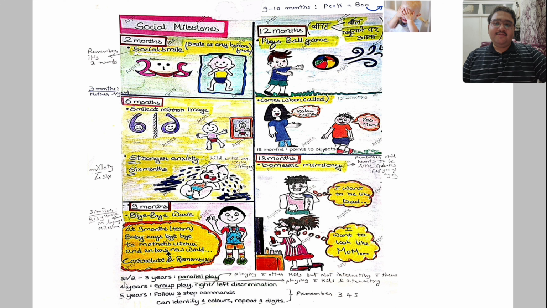Then at 2.5 to 3 years, parallel play, that is playing with other kids, but he is not interacting, he is just playing with himself. So at 3 years, parallel play. Then at 4 years, group play, that is he plays with other persons. And right to left discrimination, he can differentiate between right and left. Then at 5 years, he can follow 3-step commands and can identify 4 colors and repeat 4 digits. Remember 3, 4, and 5.